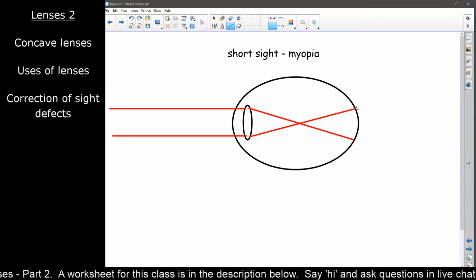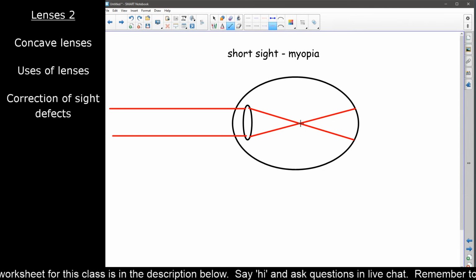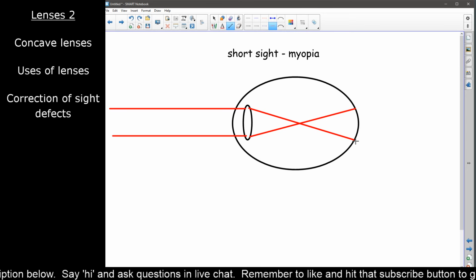So what you see at the back here is a bit of a problem, because this ray of light should have been a single point and it's making multiple points on the back of your eye. That's going to cause blurriness, because instead of getting one sharp image, you're getting multiple images overlaid on top of each other, and therefore it gets blurry.